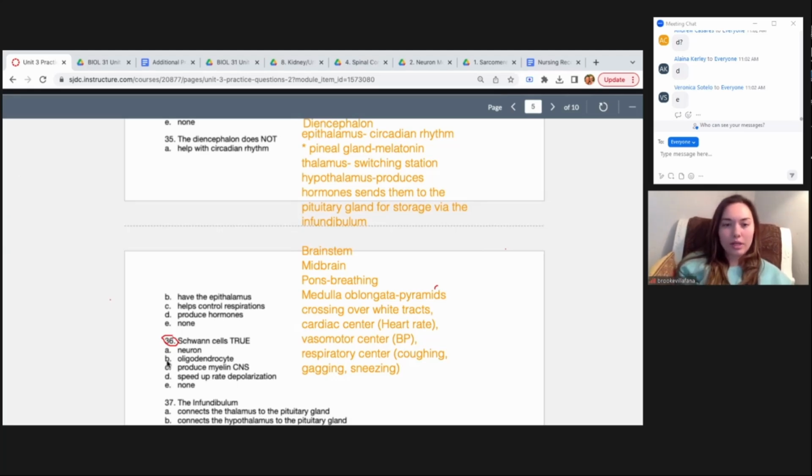So the oligodendrocyte is not a Schwann cell, right? The oligodendrocyte is the glial cell in the CNS. It's not a neuron, it's a glial cell. It doesn't produce myelin in the CNS, it produces myelin in the PNS. And it does help to speed up the rate of depolarization by producing myelin, but technically the Schwann cell is not the one doing that.